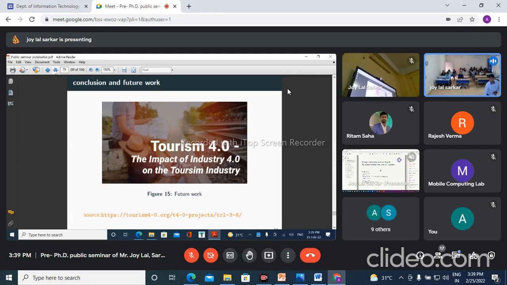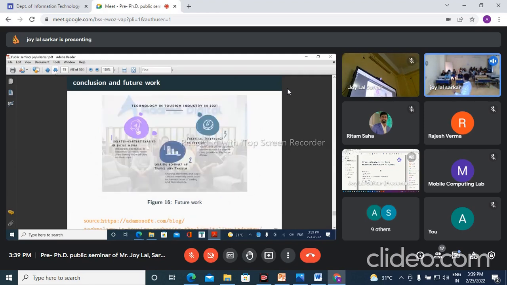So that's why, to work properly with the industry, we have already applied for a project, an ICT-based project, that is already approved. We are working on that ICT-based project. It is based on tourism. Okay, it is already funded by ICT. We are working on that.